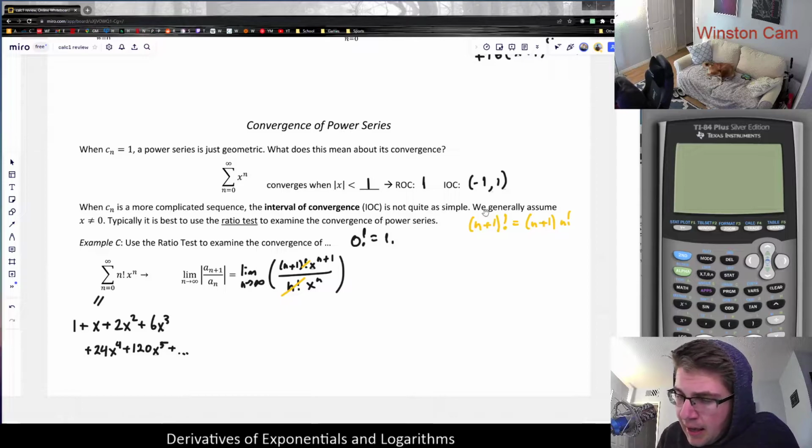And similarly, for x to the n plus 1, I could always use the rule of algebra which is that it's equal to x to the n times x to the 1.